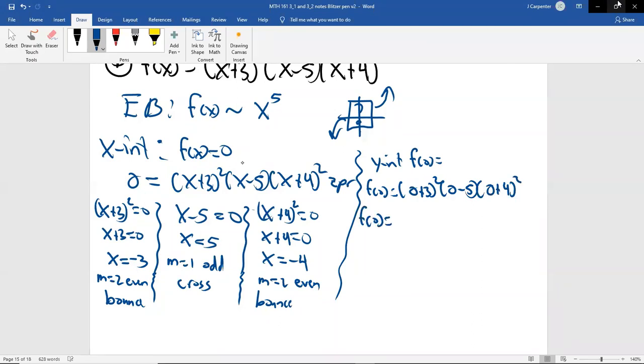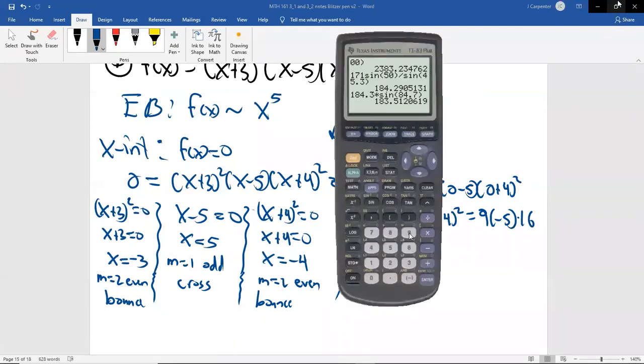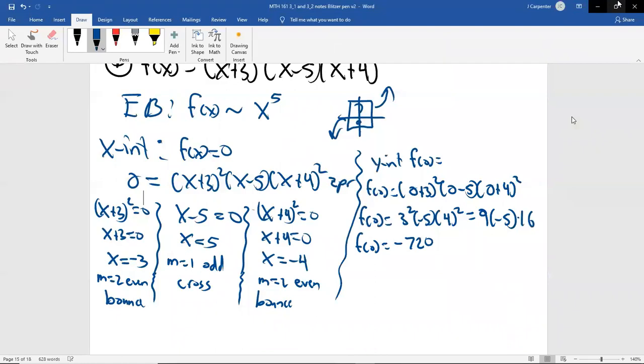So f of 0 is equal to, that's 3 squared times negative 5 times 4 squared. I didn't need the parentheses for that last one, but that's okay. 3 squared is 9, so that's 9 times negative 5 times 4 squared is 16. And I know no one wants to do that in their head, even though it's not the end of the world. 9 times 5 is 45. I forgot my negative, but I'll just negate it at the end. Times 16 is going to be negative 720. Again, I did not type the negative for the 5. Please don't be mad at me for that. So we know this is negative 720.